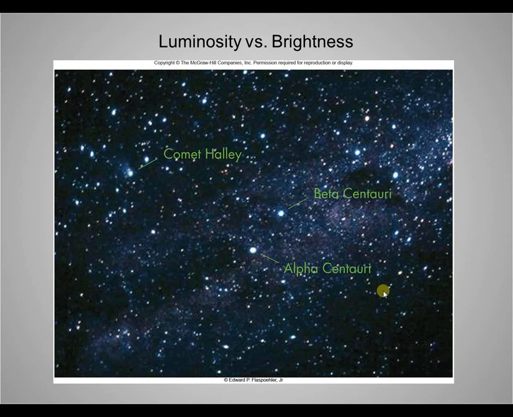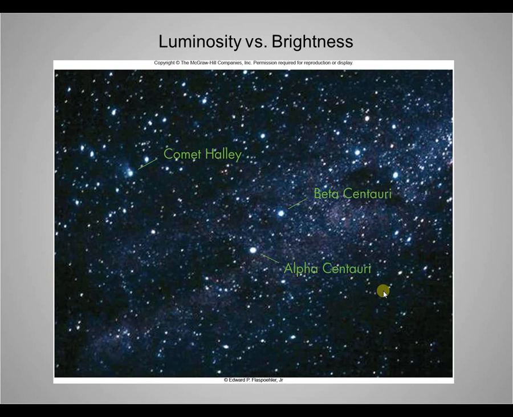And that has to do with the fact that how we register brightness doesn't only have to do with how much light is given off, but also how far away that light is, right? So the closer something is, the brighter it's going to appear, even if it's less luminous than something farther away. And you see that in this picture right here.